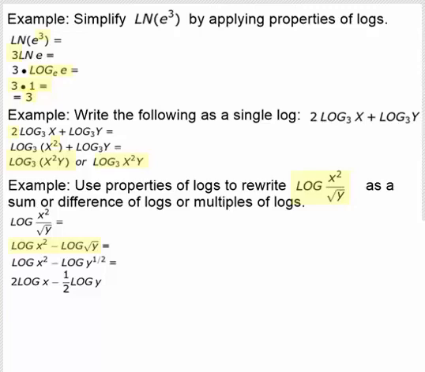Now we want to use the exponent rules for both of these. The square root of y is the same as y to the half power, so that gives us an exponent of 1/2. So we take the exponents and move them out front, and we get 2 times log of x minus 1/2 times log of y. And that's our final answer.